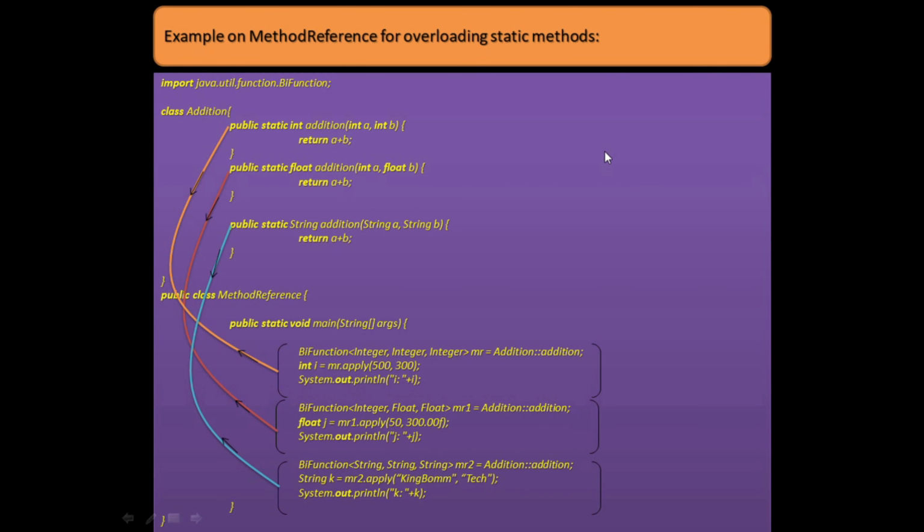You see an example on method reference for an overloaded static method. First class Addition, inside the class the method names are the same, three methods we have, the method names are the same but the arguments are different. Then inside the main class MethodReference, inside the main method we define three objects with different arguments for overloading the addition method.